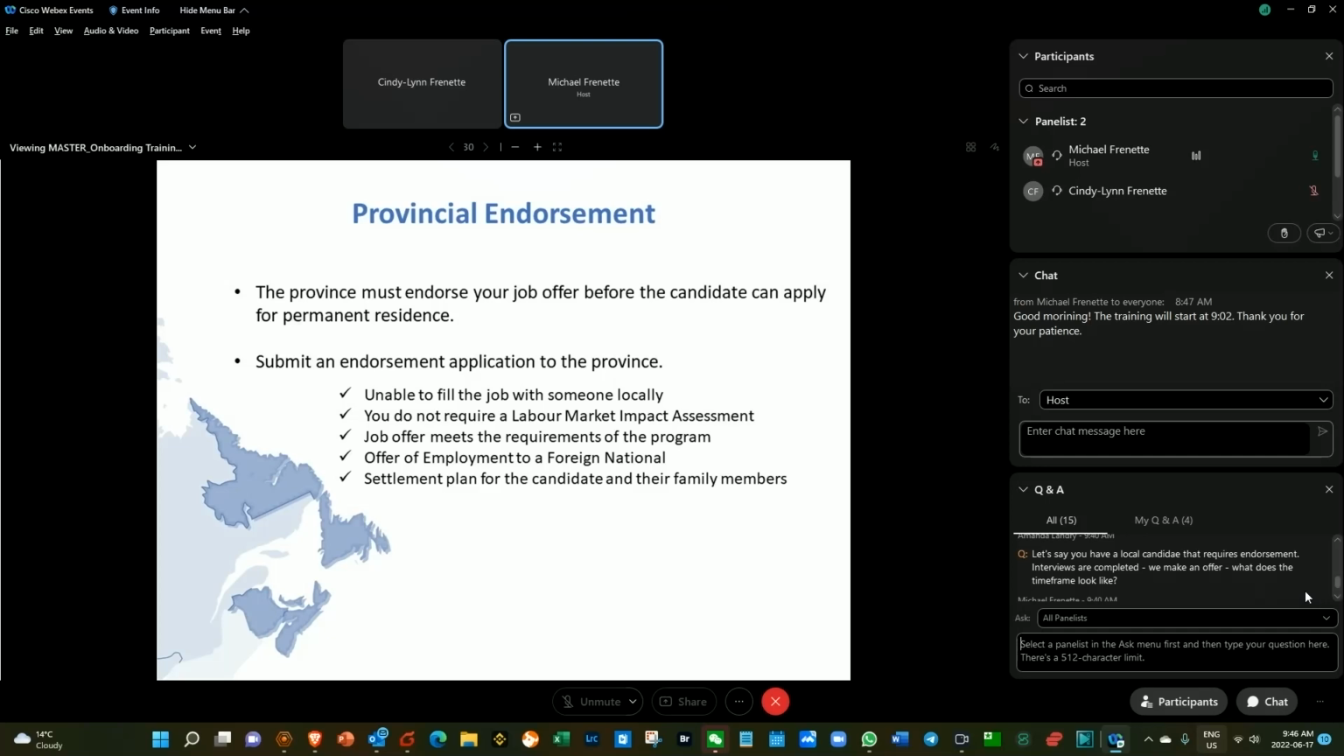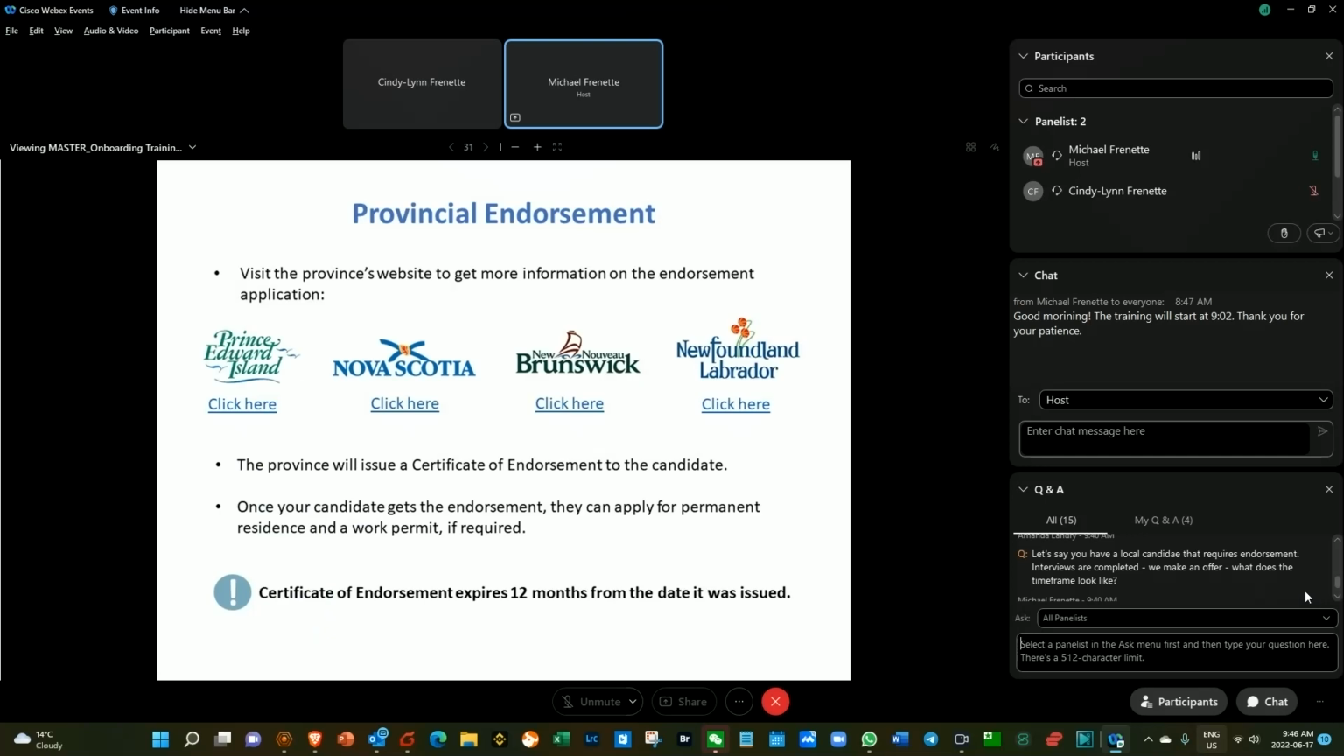You will need to include the completed and signed offer of employment to a foreign national, and the job offer must obviously meet the program requirements. You will also need to include the settlement plan for the candidate and their family members. You can consult the provincial government website for more detail on the endorsement application process. If the endorsement application is approved, the province will provide the candidate with a certificate of endorsement. They will need that certificate to apply for permanent residency and for a work permit if required.